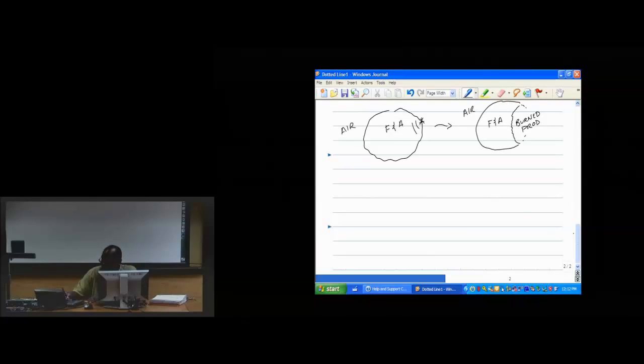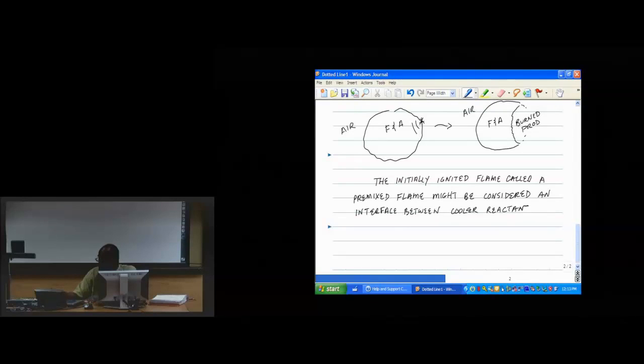So that initial flame can be thought of again as an interface between cool reactants, perhaps cooler reactants, and hotter products.